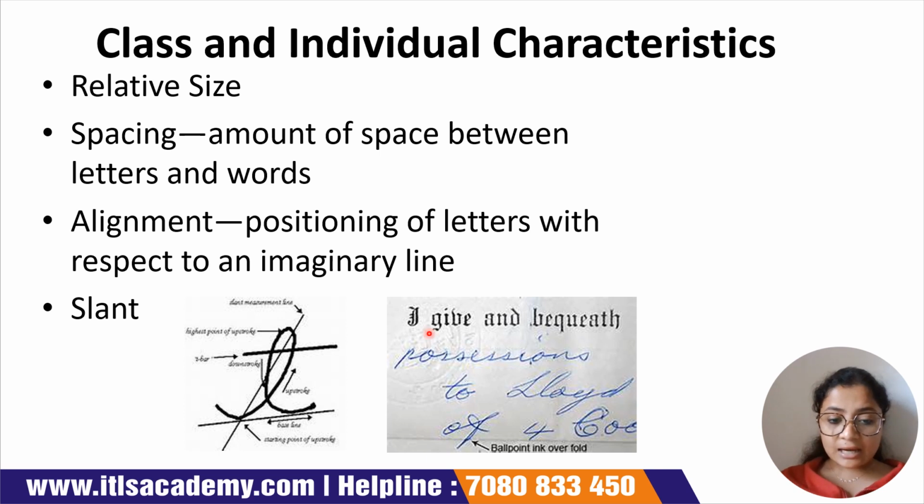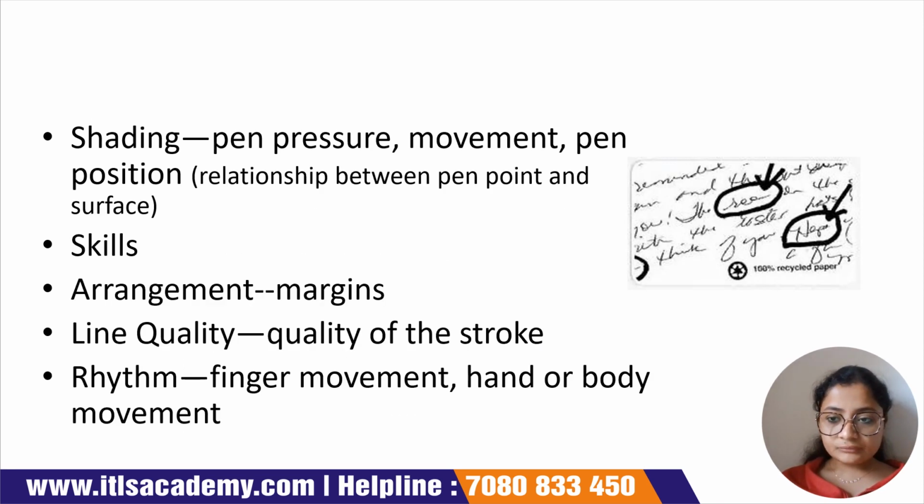And also in this image we can see what kind of ink is used. Ballpoint ink over fold is used. So this is also a part of handwriting analysis, finding out what kind of ink, what kind of pen was used to write the handwriting. Now there is also some shading which we can analyze as a part of handwriting analysis. So what all will come in shading? Pen pressure, movement, pen position, that means with respect to the surface, what is the pen point?